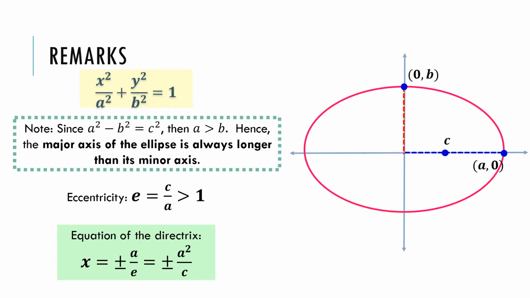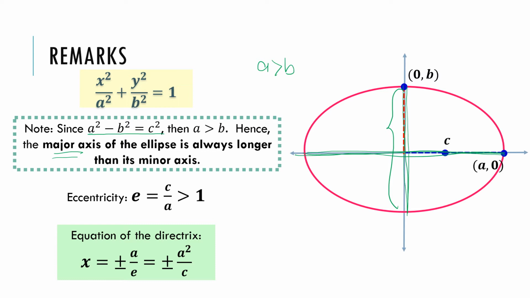Now, since a squared minus b squared is equal to c squared, then a is always greater than b. That means the major axis of the ellipse is always longer than the minor axis. This is the minor axis, and this is the major axis. Laging mas malaki si a kaysa kay b. So, ito ang ating major and this one is the minor axis. At paano ba kino-compute si c? We have a squared minus b squared equals c squared.